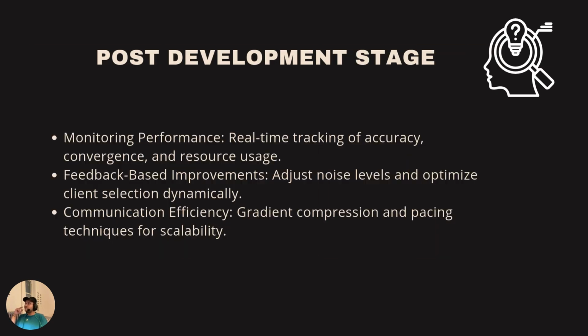In the post development stage, we focus on ensuring the system remains efficient and robust after deployment. First, monitoring performance involves real time tracking of critical metrics such as model accuracy, convergence rates, and resource usage. This helps identify bottlenecks and areas of improvement. Second, we implement feedback based improvements where the system dynamically adjusts parameters like differential privacy noise levels or optimizes client selection strategies to maintain accuracy and privacy.